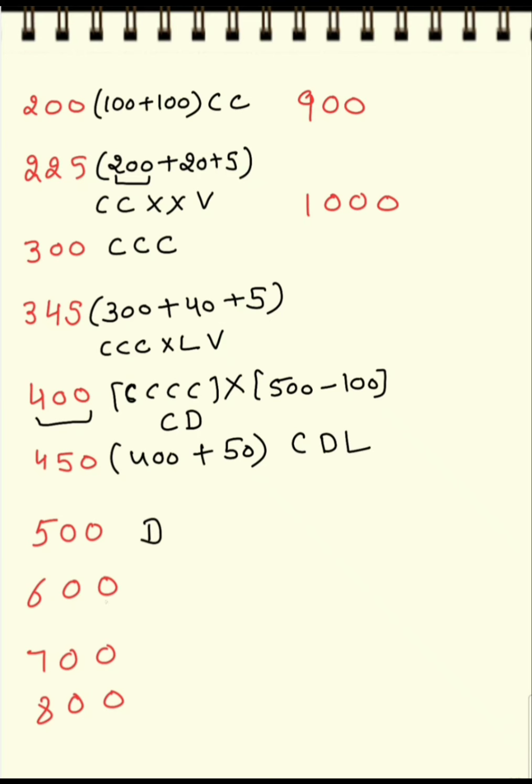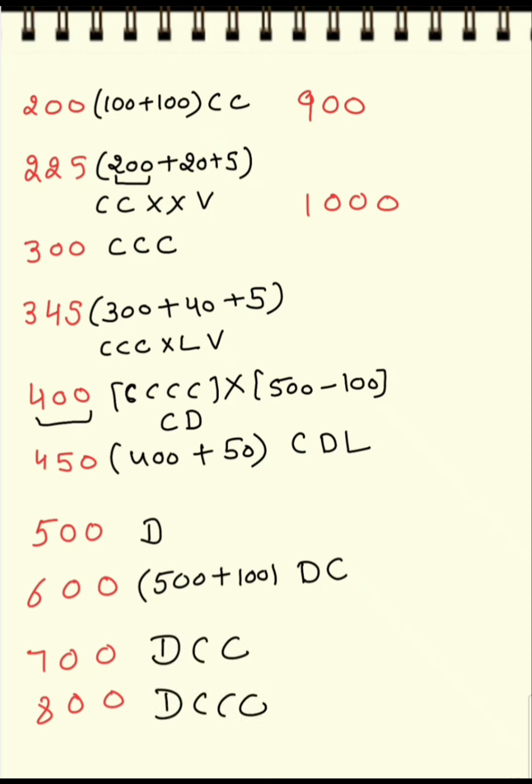So it will become 400 is C, D and L. And how to write 600? 600 is 500 plus 100. So it will become D, and for 100 what we have? We have C. For 700 D double C. For 800 D triple C. And for 900, first we will write for 1000. For 1000 we have M. So 900 will become 1000 minus 100. Correct? So it will become CM.